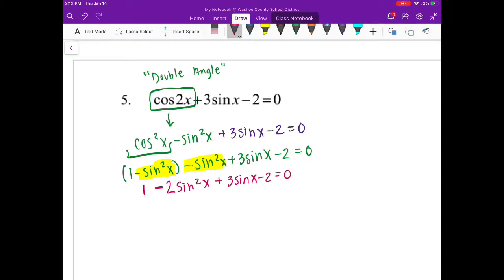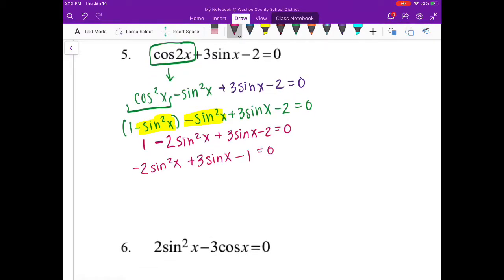Now I can combine like terms and turn this into a quadratic. So I'm going to put my square term first, -2 sine squared of x plus 3 sine x, and then 1 minus 2 gives me just -1 equals 0, okay? So again, going back to your factoring, what two numbers multiply to 2 but add up to 3? And that's going to be me splitting out the middle term to 2 sine x plus sine x, and then the front is going to stay the same, and then the minus 1 is still here.